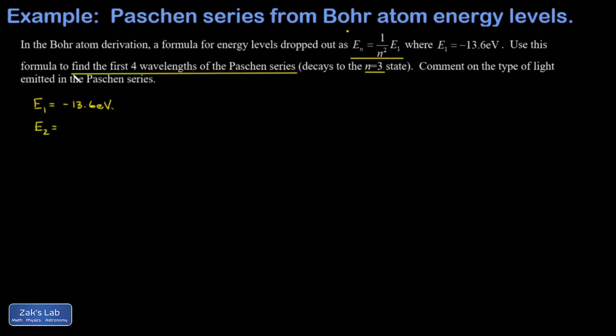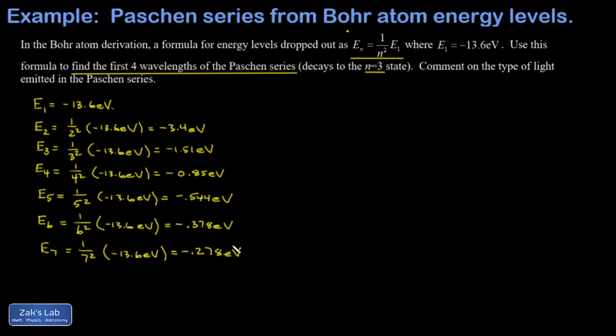So E2 is going to be 1 over 2 squared times negative 13.6. This gives me a negative 3.4 electron volts. And we go on like this until we have all the ones we need. You should notice that we're getting closer and closer to an energy of 0. That's where the atom would actually be completely ionized. And another thing to notice here is that the spacing between the energy levels just keeps getting closer and closer.